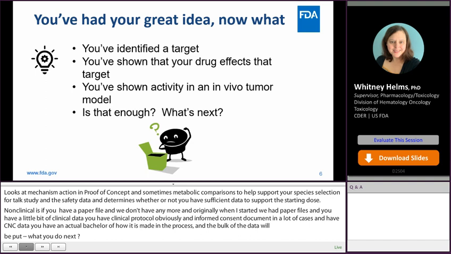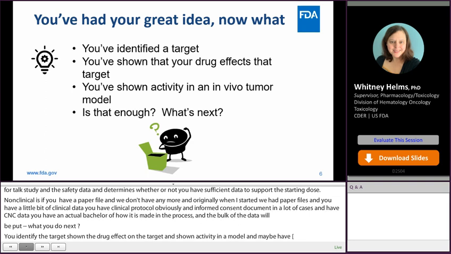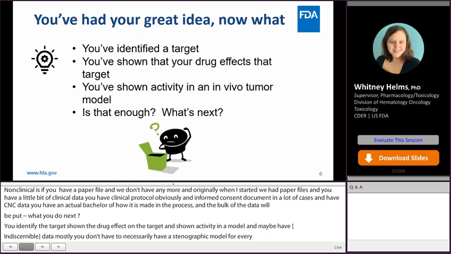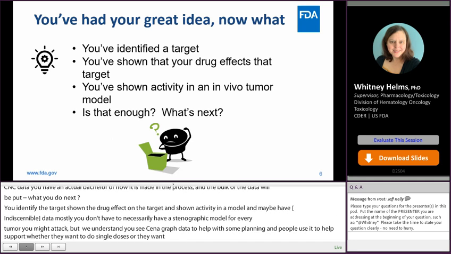You don't have to necessarily have a xenograft model for every tumor that you might attack, but we understand that you use the xenograft data to help you in some of your planning. Sometimes people will use it to help support whether they want to do single doses or they want to do BID dosing, and also in combinations. If they want to support combination drug development very early, you'll have xenograft data to help you do that.